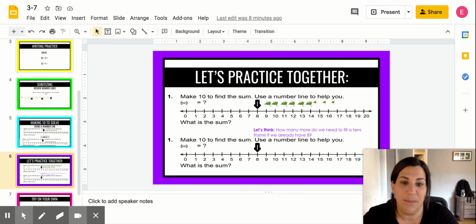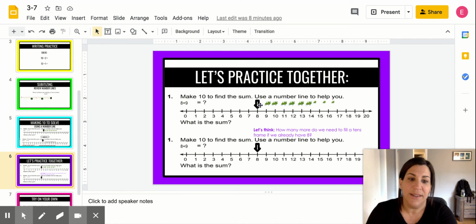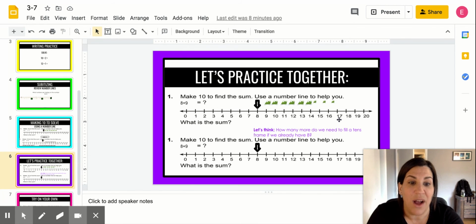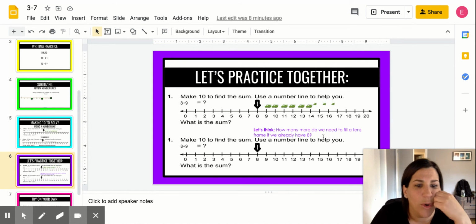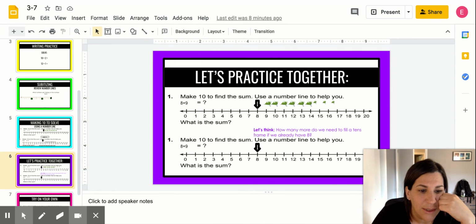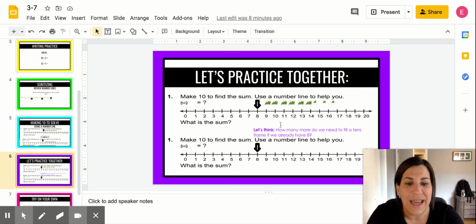Let's practice some more. So here is 8 plus 9. We can do it the same old way, right? Where we start at 8 and then we hop 9 times. And if we do that with these frogs, we land at 17. Okay, but let's think, if we start at 8, how many more do we need to get to 10? Okay, we already are at 8. How many jumps do we need to make to get to 10?